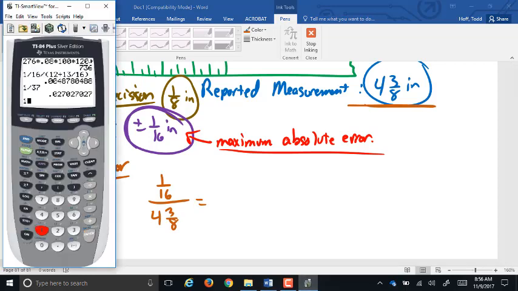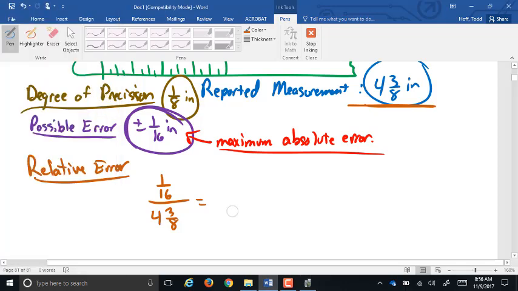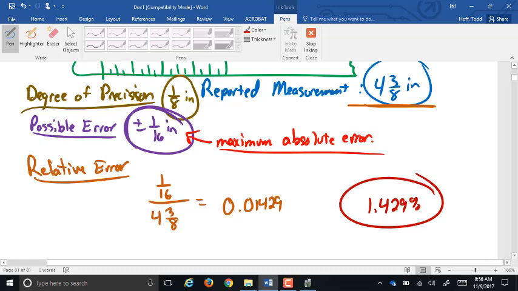So if I do 1/16 divided by 4 3/8, I get 0.01429, which as a percent is 1.429%, just under 1.5%. What that's telling, 1.5% generally is too big of an error for stuff. Usually they like to stay down around 0.4, 0.5% is the largest errors.